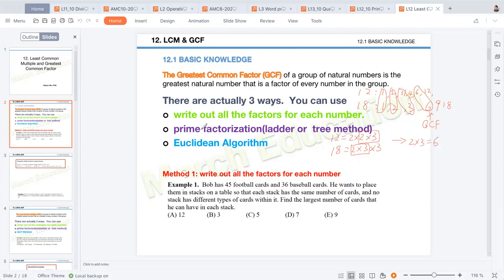So firstly, I just introduce these two methods, and then I will talk about this method, because in coding, we use this method to find the greatest common factor. Okay, so now please try example 1 and send me your answer.